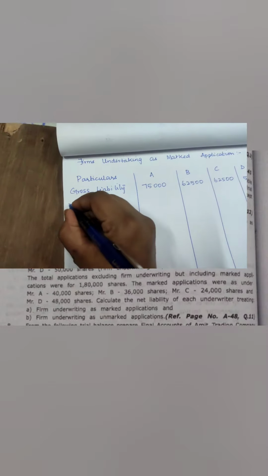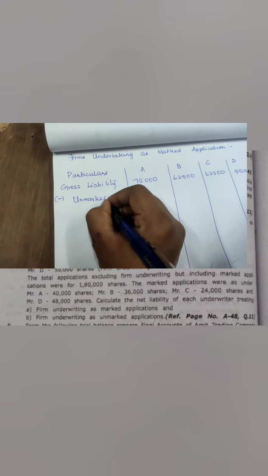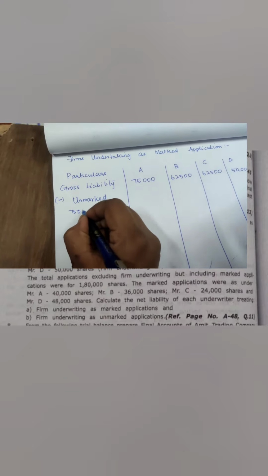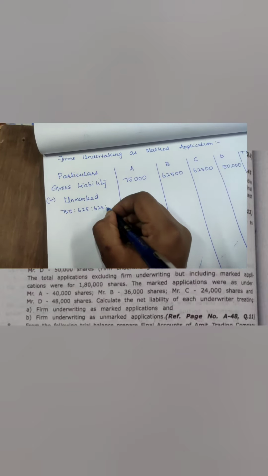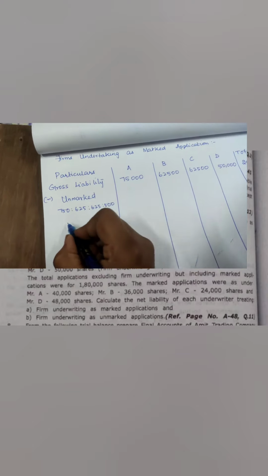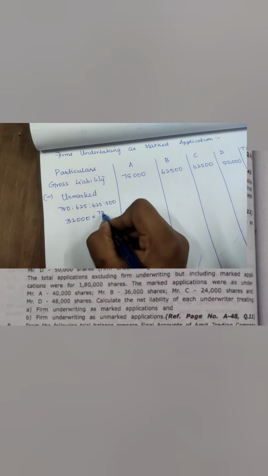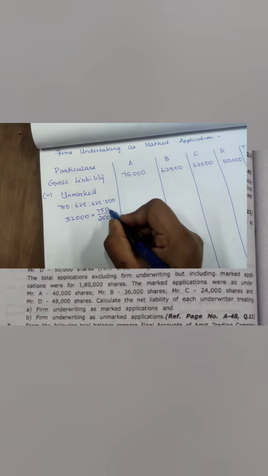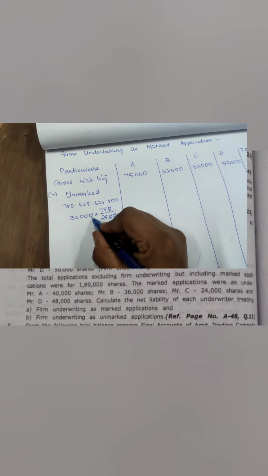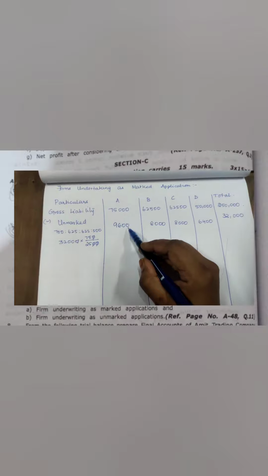Okay, so what we are going to do is deduct the unmarked application under the ratio of 750 is to 625 is to 625 is to 500. For example, 32,000 times 750 divided by 2,500. Like this, the shares will be distributed to them. Calculating this, we get these answers.